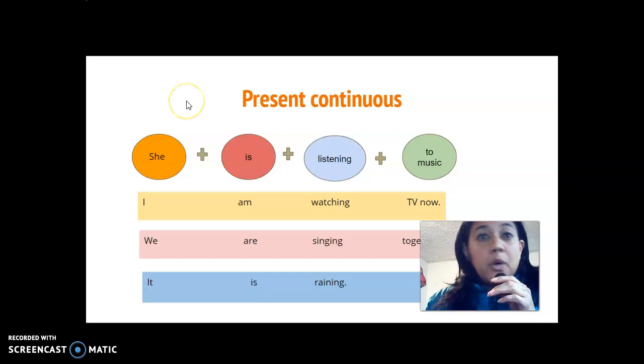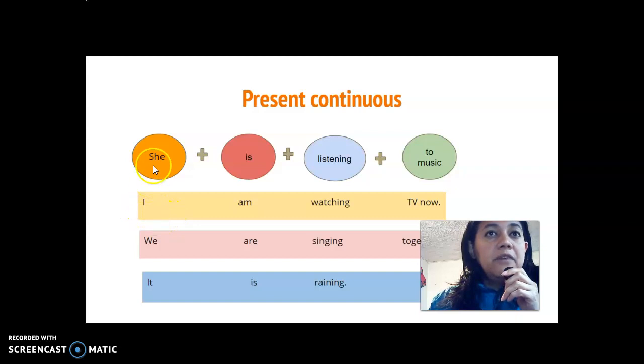So here we have the order of elements that we need. We need a subject that can be a name of a person or an object or a city. Could be a pronoun like here. Then we have the corresponding form of the to be verb: is, am, or are. Then we have a principal verb which finishes in ing, and then we can add some complement. So let's see if they all have the elements. Subjects like I, we, it; are, is; watching, singing, raining; and all those are complements.